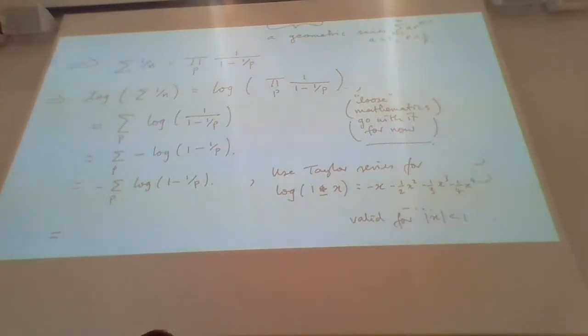So we apply this. But then see these have minus signs all over them. So we've got an extra minus sign out here. So we'll turn it all into positives. So it's the sum of 1 over p plus 1 over 2p squared plus 1 over 3p cubed plus 1 over 4p to the fourth, etc.